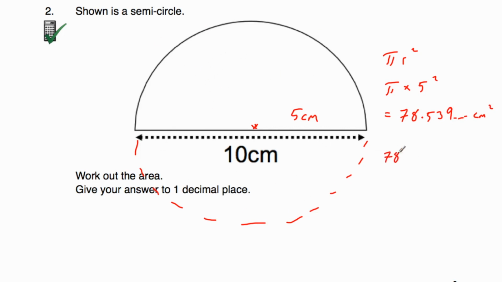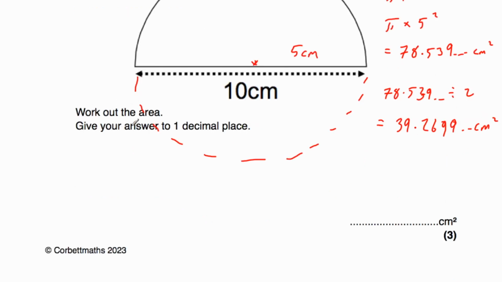So we're going to do 78.539 and so on and divide that by 2. Or you could just do 25 pi divided by 2. Now I've still got that on my calculator display, 78.5398 and so on. So answer divide by 2 equals 25 over 2 pi, or 12.5 pi, or 39.2699 and so on centimeters squared. Now the question asks us to give our answer to 1 decimal place. So we've got 39.26. Because it's a 6, we're going to round up, so we're going to have an answer of 39.3 centimeters squared. Okay, question number 3.